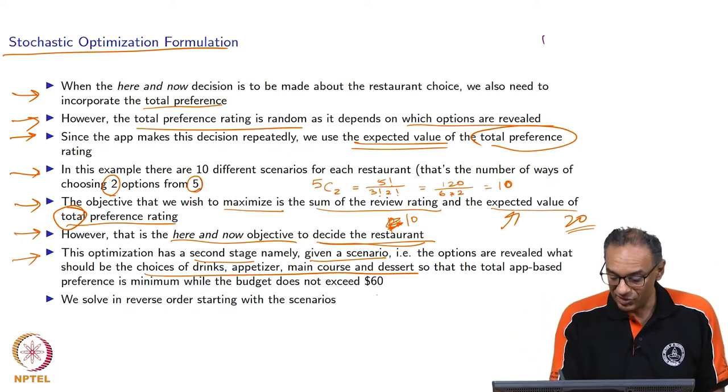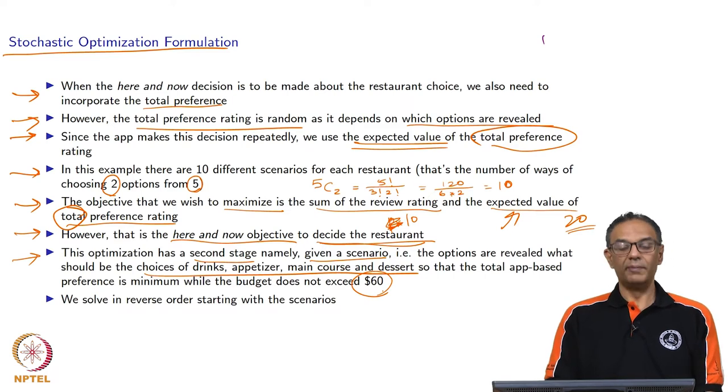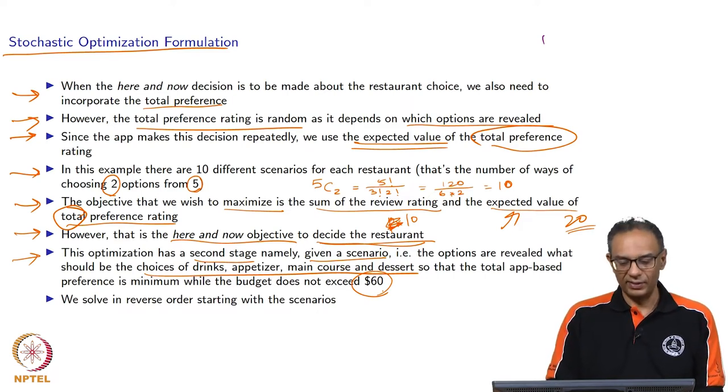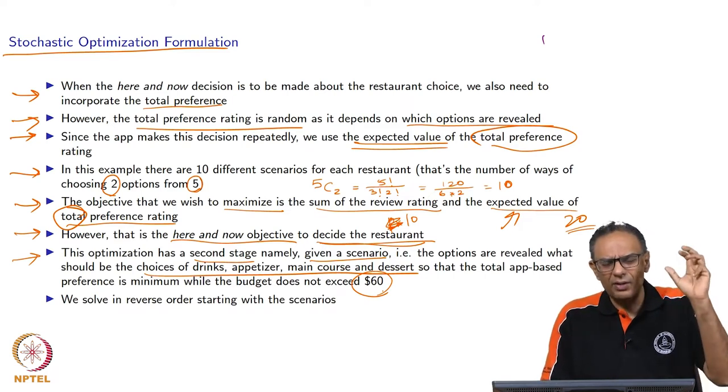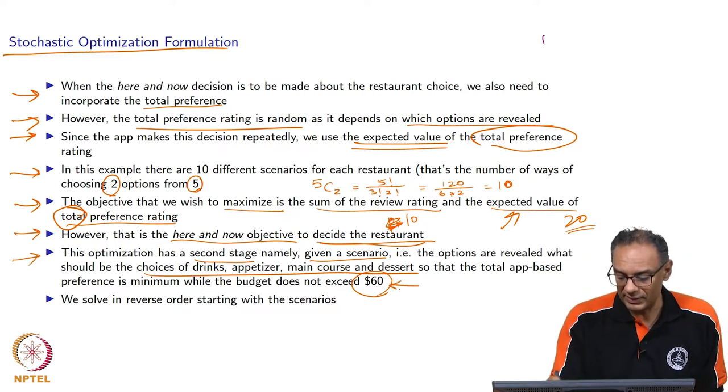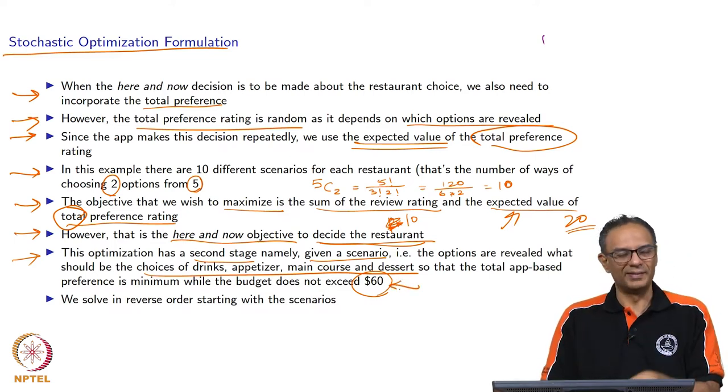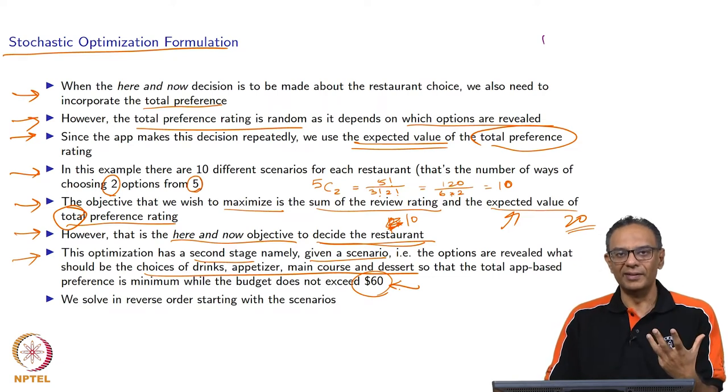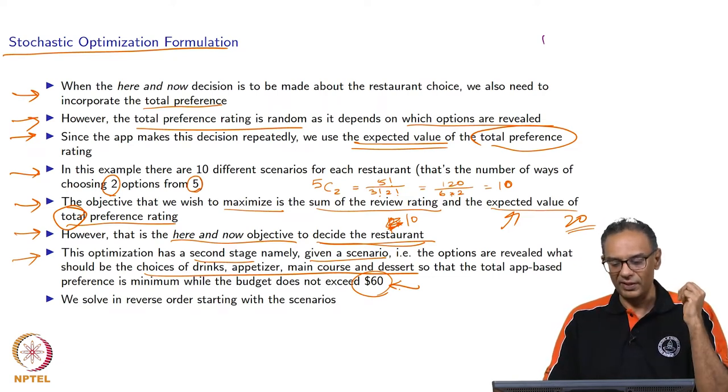Now, there's also a constraint. You have to be sure that the budget does not exceed $60. Okay? Remember that the $30 you pay is counted towards the 60. So, you really don't have to worry about the 30. The 30 is there just to tell you that you have to make this here and now decision.